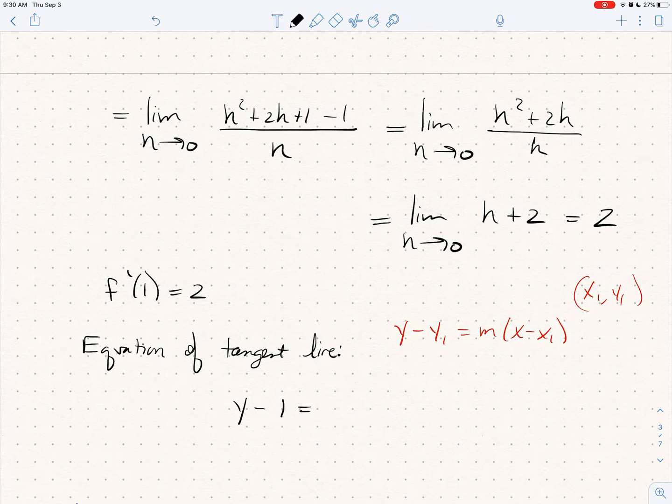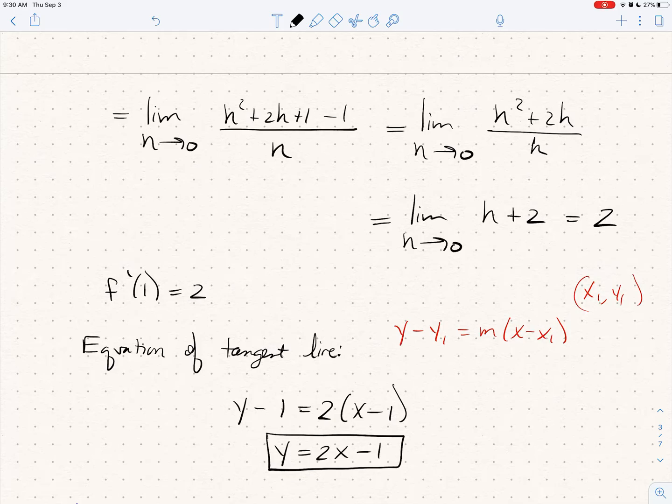equals the slope, which is f prime of 1. My slope is f prime of 1, and we got out 2. So 2 times x minus x1. x1 was 1. And so you end up with y equals 2x minus 2 plus 1. So I get minus 1. And so there it is, 2x minus 1. That's the equation of our line.